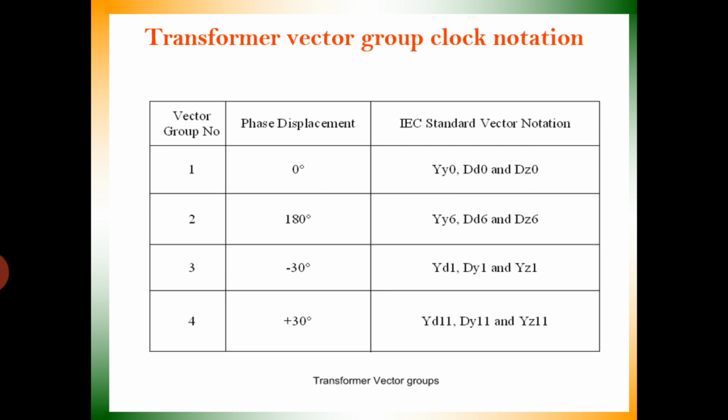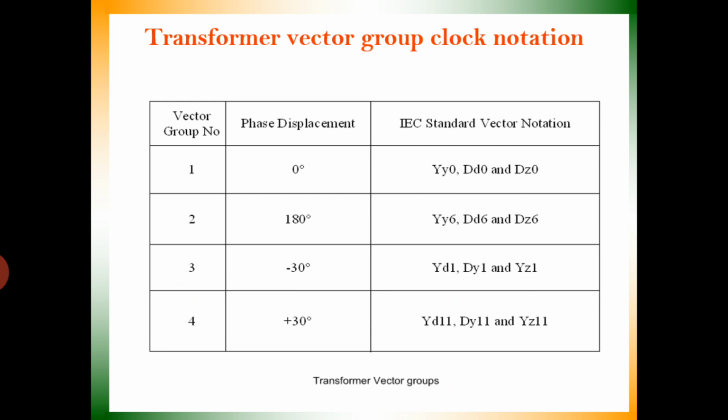Similarly, DD6: high voltage winding delta connected, low voltage winding also delta connected, and the numerical value 6 shows that there is a 180-degree phase displacement between low voltage and high voltage winding. Similarly, DZ6: high voltage winding delta connected, low voltage winding interconnected neutral, and 6 shows there is a 180-degree phase displacement between low voltage and high voltage winding.